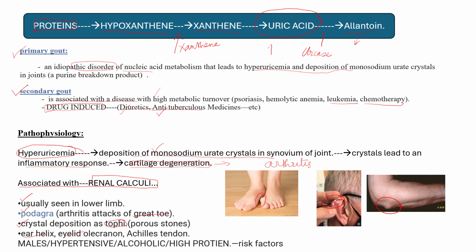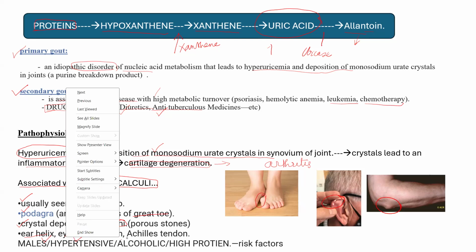So what are the predisposing factors? Male gender, they are at high risk. A hypertensive patient is at high risk of having gout. Alcoholic: most of the time the patient has alcohol in the night and the next morning they have gouty arthritis. It's mostly seen in the Western population.